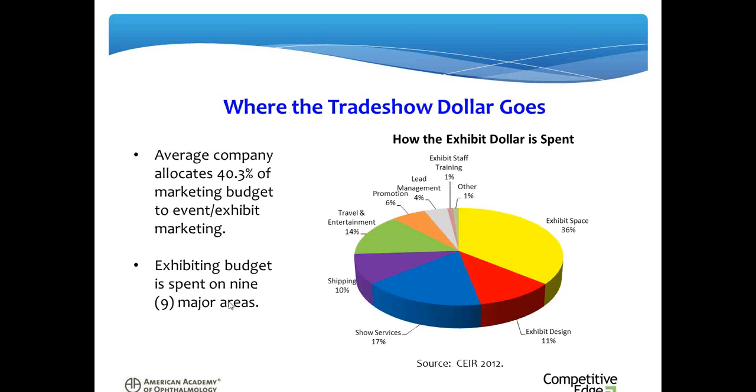So budget more. Now, let's talk dollars here and where it goes. In North America, the average company allocates 40.3% of their annual marketing budget to exhibit event marketing. Within that budget, it's being spent in 9 specific or major areas, as you see on the screen here: floor space, the exhibit, show services, shipping, freight, travel and entertainment, promotion, lead management, staff training, and other.